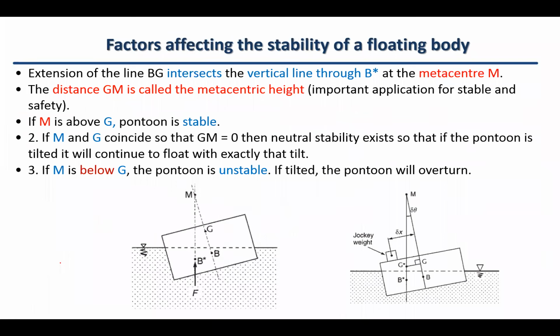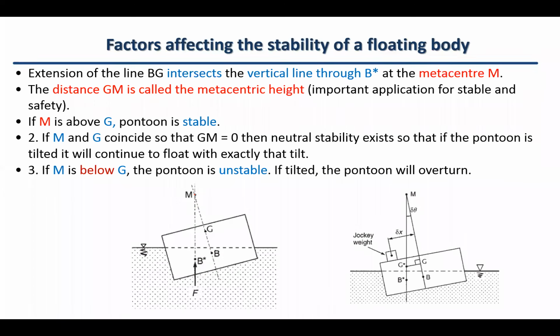One more important thing is the metacenter height, or the metacenter point. How is it calculated? Imagine we have a tilting situation like this one. The extension of the original BG line, the collinear ones that we have, will intersect the vertical line through the point B prime, or B star. You can see the intersection of the vertical line through this point and the original BG line. They intersect at the point that we call the metacenter.